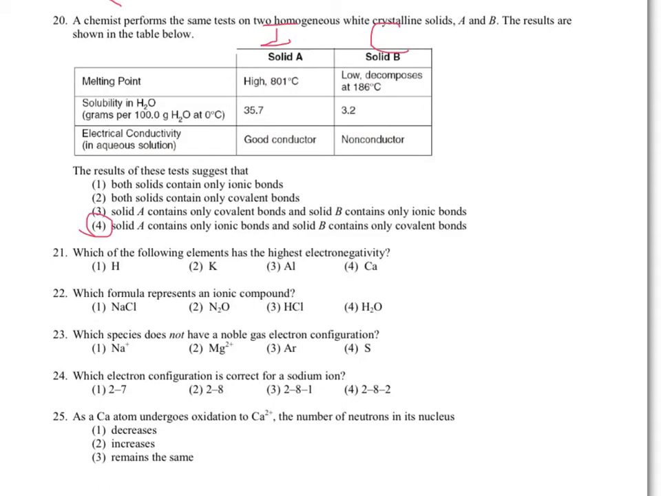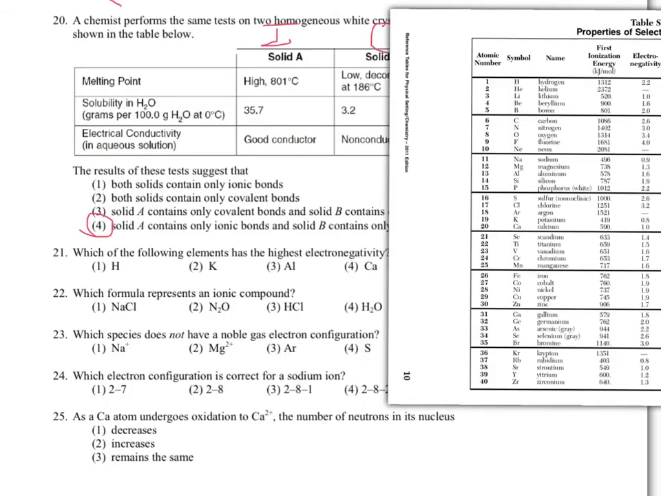Question number 21 requires use of the reference table and asks which has the highest electronegativity. So notice we can find electronegativity here in this column. So let's write down what we discover. Hydrogen has an electronegativity of 2.2. Potassium has an electronegativity of 0.8. Aluminum has an electronegativity of 1.6. And calcium has an electronegativity of 1.0. Here we are looking for the highest electronegativity. So hydrogen is the correct answer.